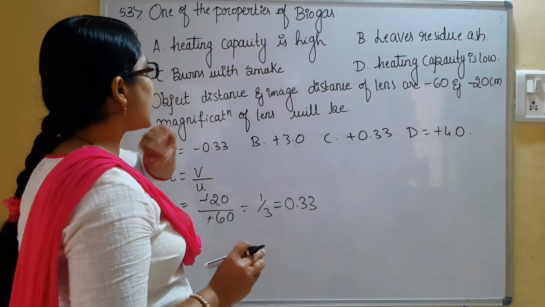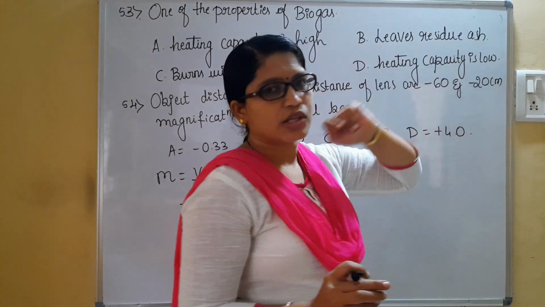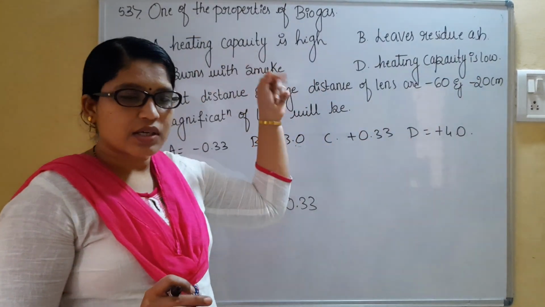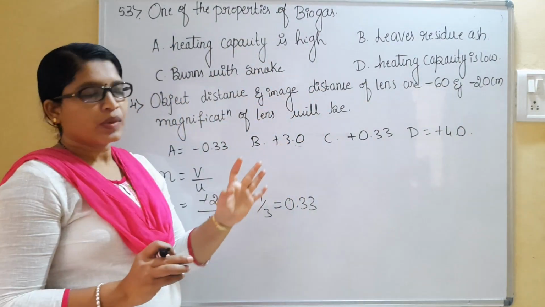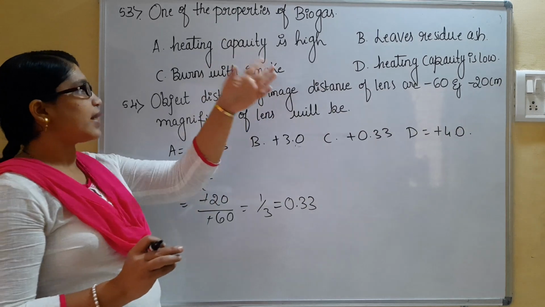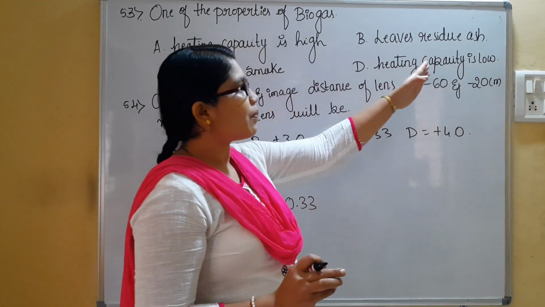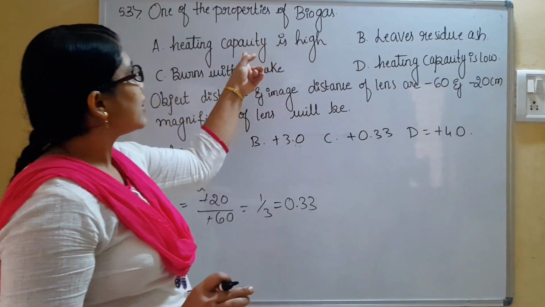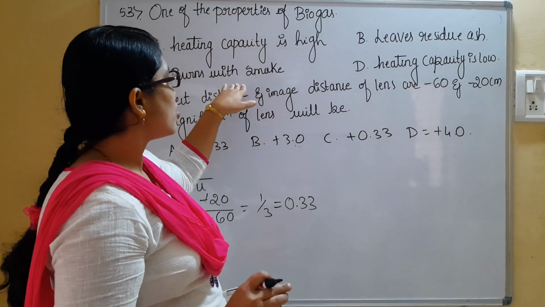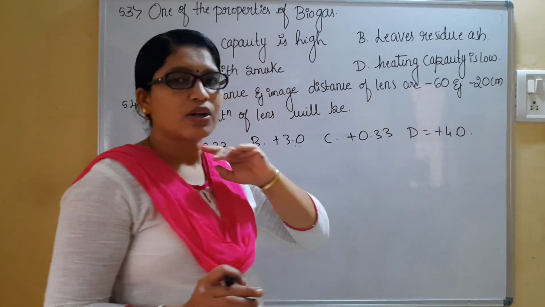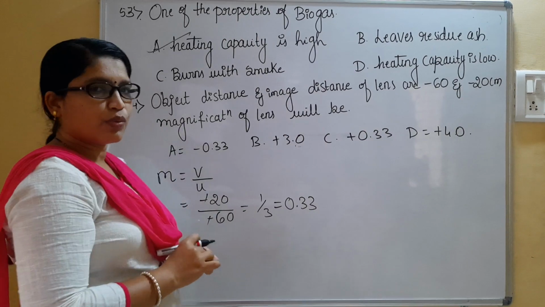Heating capacity is high, burns with smoke, leaves residue ash, heating capacity is low. We have to crisscross the first and fourth options. The heating capacity of biogas is very high and it doesn't give any residue like ash, and it doesn't give any smoke, and its heating capacity is not at all low, its heating capacity is very high. So this is one of the properties of biogas; the rest of the three options are wrong. Only the option left is that the heating capacity is very high.